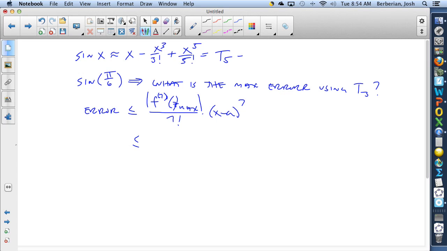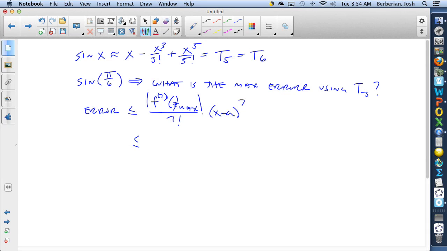And maybe I'll write this. The 5th degree and 6th degree Taylor polynomial are the same polynomial. And that's not true with every polynomial approximation. That's true with sine, right? The 5th is the same as the 6th, the 7th is the same as the 8th.